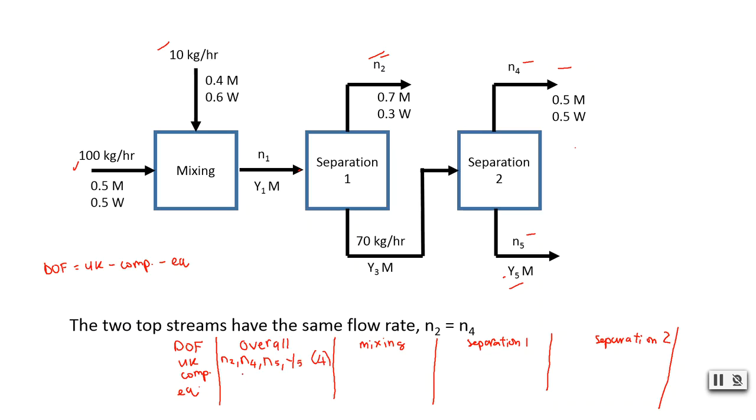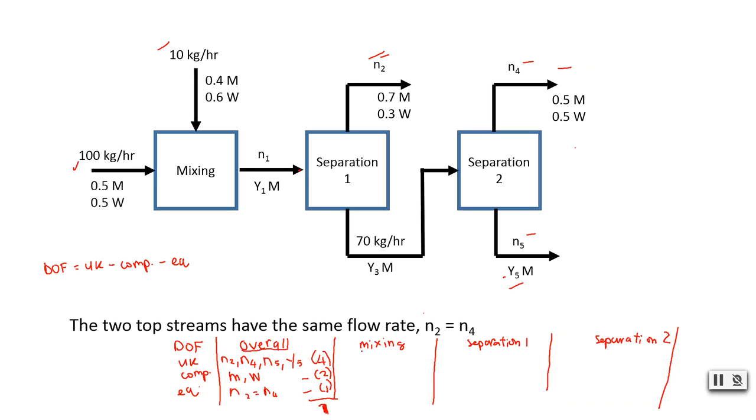Okay, for the components, how many components do we have? We have methanol and water, so we have 4 minus 2. Do we have another equation? Yes, we have one equation here: N2 equals N4. So this is another minus 1. So the overall DOF is equal to 1, so we cannot perform the overall mass balance.